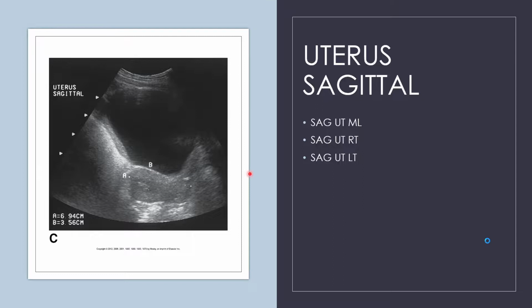The reason that we want to know that is if we're wanting to get this a little more centered, if we're wanting to move this uterus a little more to the left of our screen, we're going to have to angle the sound more inferior, so angle more towards the patient's feet.